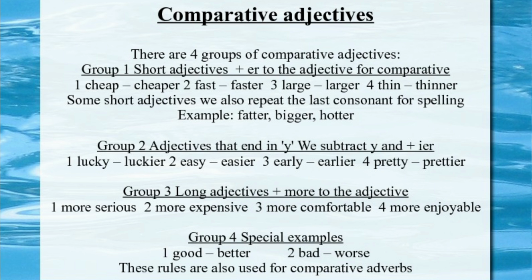Now for the fourth group, and I will describe these as irregular comparative adjectives. These are where the comparative adjective looks and sounds completely different. So we've got two that we use a lot. Number one, good. That changes to better as a comparative adjective. And number two, bad. That changes to worse as a comparative adjective.